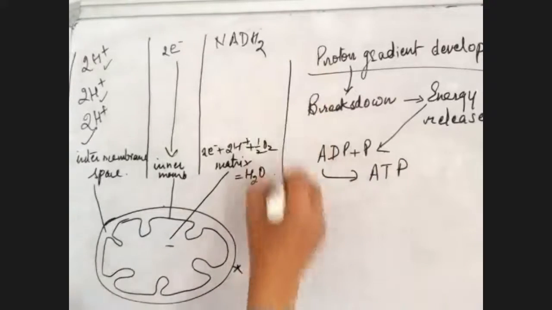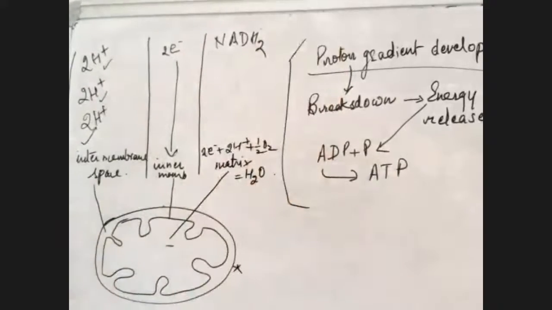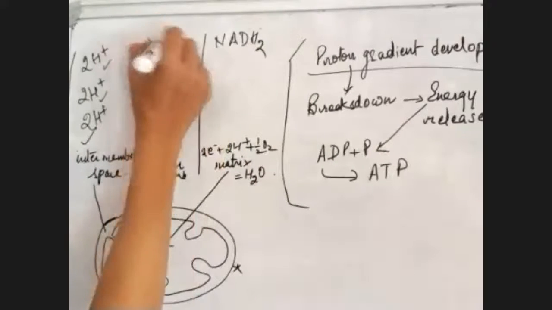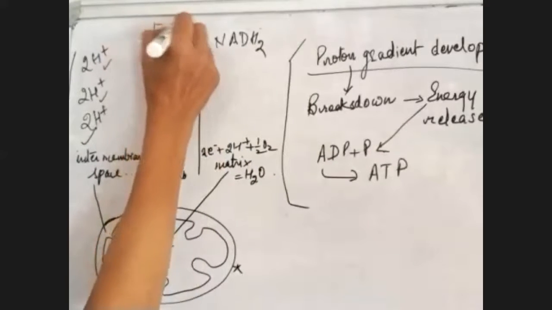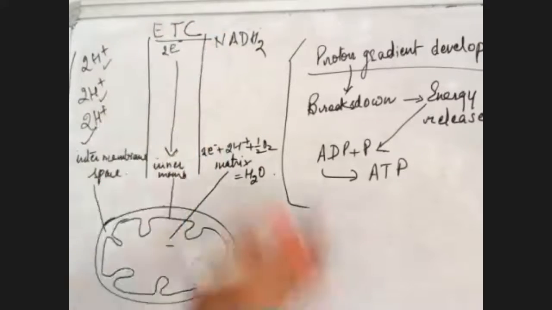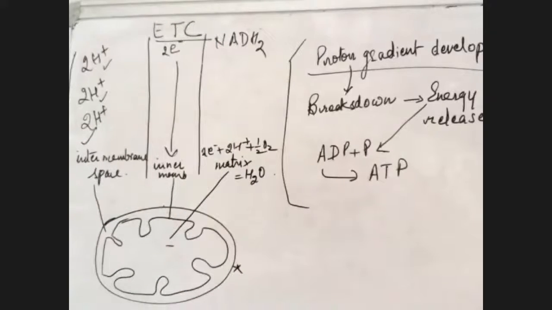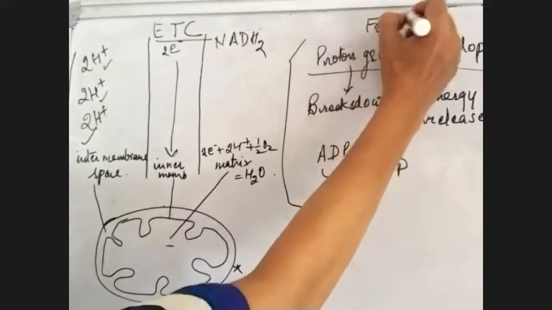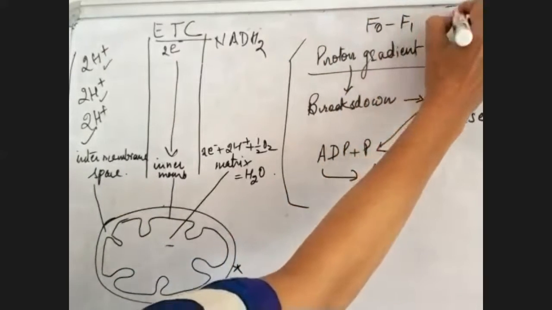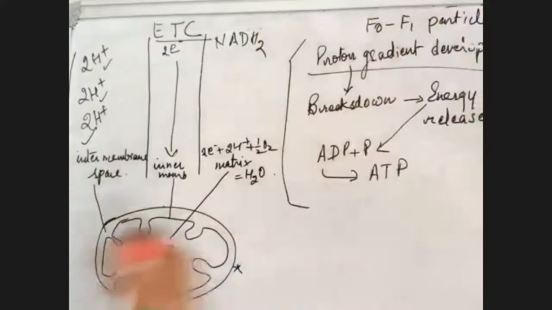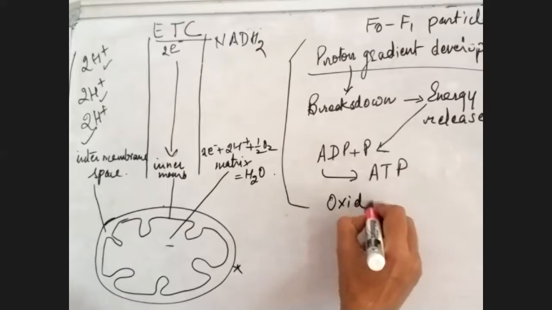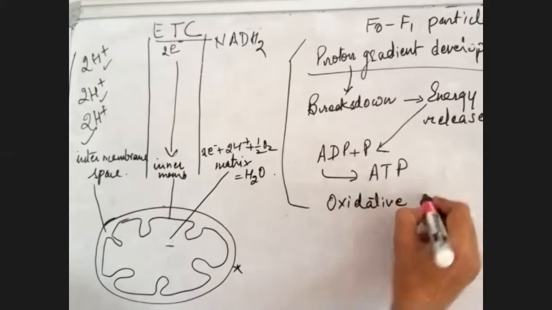See, till the proton gradient, it was in the electron transport chain. Then after the proton gradient develops, the breakdown of the proton gradient and all this takes place in the F0, F1 particle, which is present again on the inner membrane, and the process is known as oxidative phosphorylation.